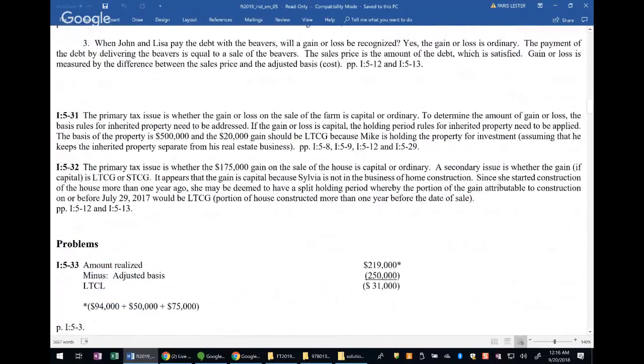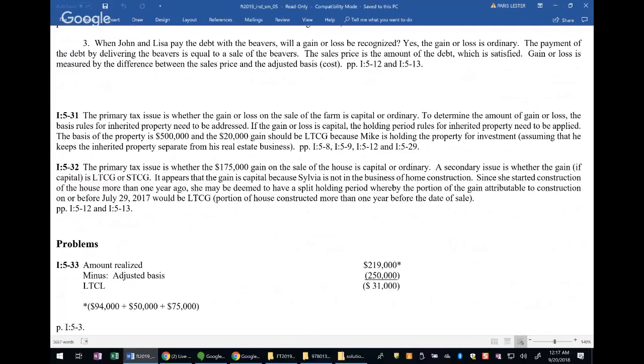Now, 33 is an odd problem, but it's a simple problem. My suggested basis is a long-term capital gain of 31,000. All right. Now, where did we get 94 plus 50 plus 75? You purchased for 250. All right. You got 94,000 cash. You got an automobile worth 50. Anyway, you got other assets worth these amounts. So you got a 31,000 long-term capital gain.